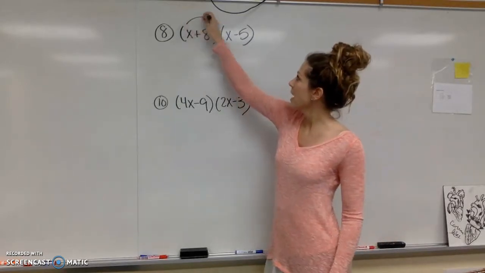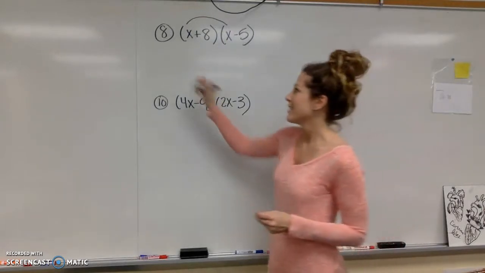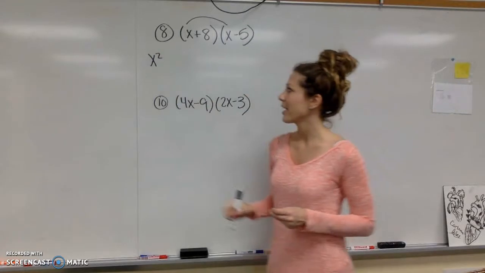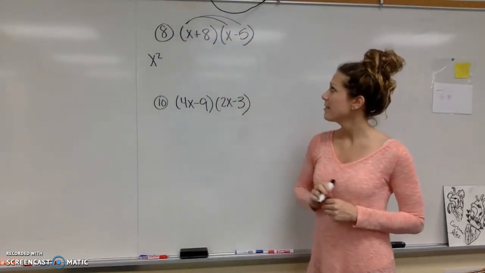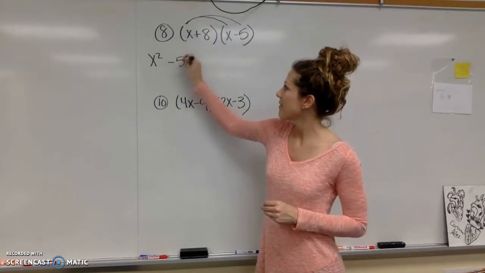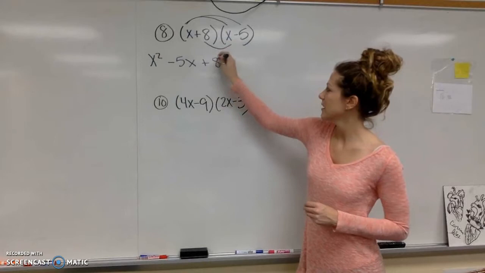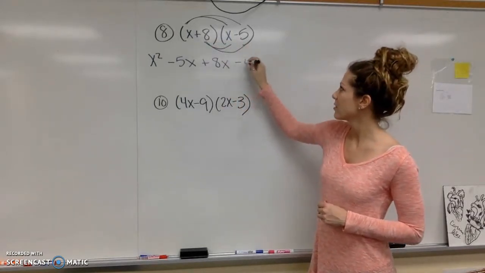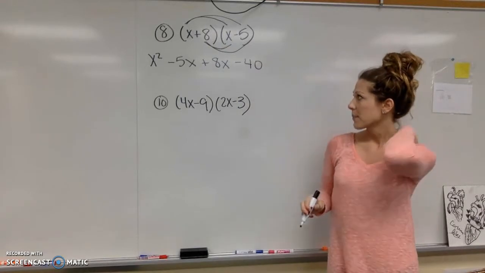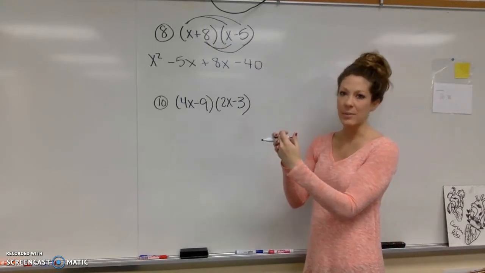So when we distribute, the x times x is x squared. So make sure you put x squared. And then x times negative 5, that's negative 5x. Then we have 8 times x, that's positive 8x. And 8 times negative 5, which is negative 40. So anytime you multiply two x's by each other, you have to add the exponents together.